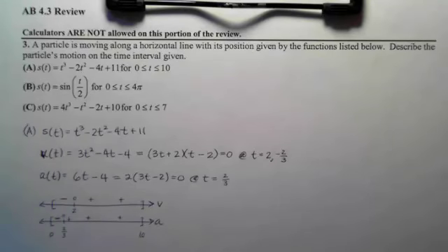If we look at B, B is the same scenario, only now we're working with a trig function. So I'm going to write down B, and then we'll go through the whole process again. We have position is the sine of t over 2, and we're on the closed interval from 0 to 4 pi.